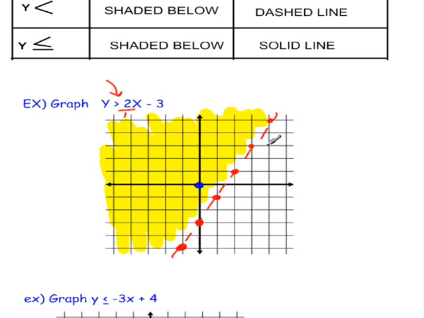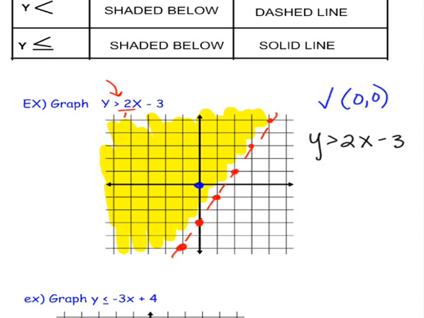Let's take the point (0, 0), and this is what we're going to check. We're going to check if (0, 0) is actually a solution to this inequality. So what I would do is I would write the inequality down: y is greater than 2x minus 3.